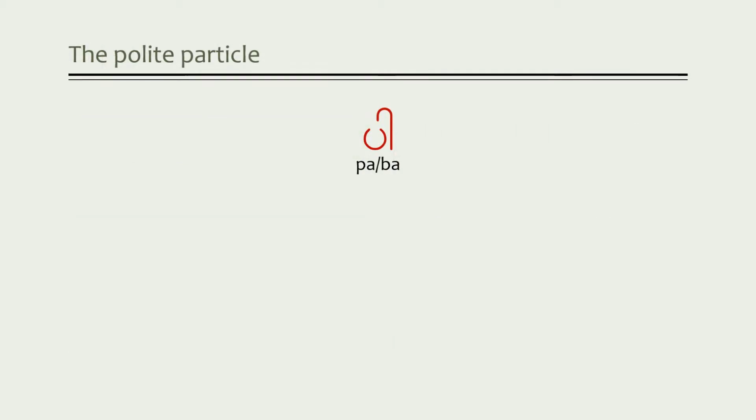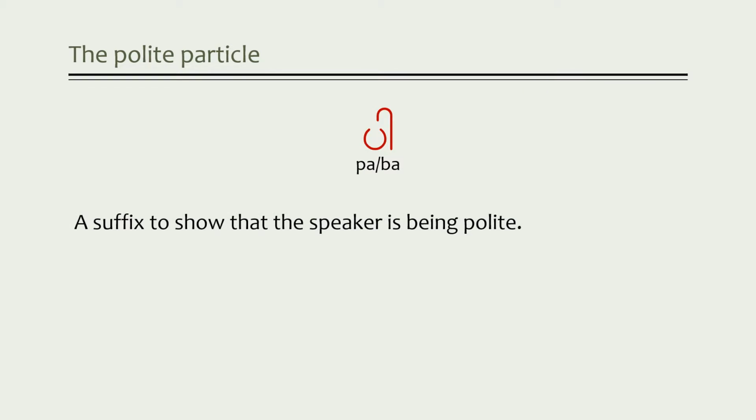Here's what the polite particle looks like. As a particle, it has to be combined with other parts of speech. It's sometimes pronounced pa, but more often ba, depending on the sound of the preceding syllable. This particle adds no meaning other than to add politeness to your speech. To not use it implies that you view your listener as inferior. However, to use it too much almost sounds ingratiating, not genuine.